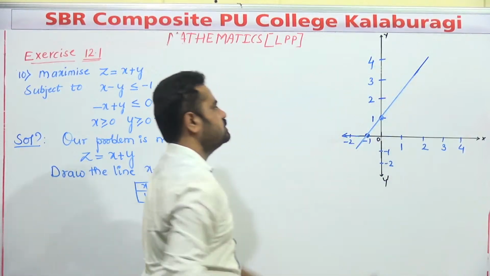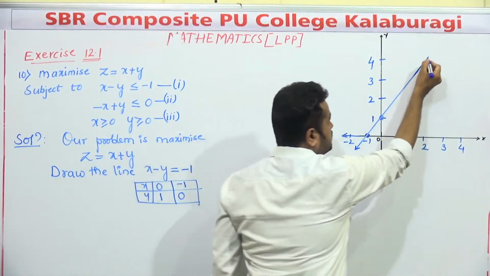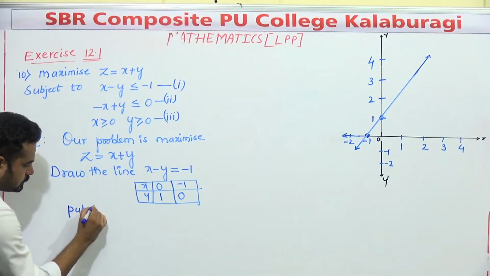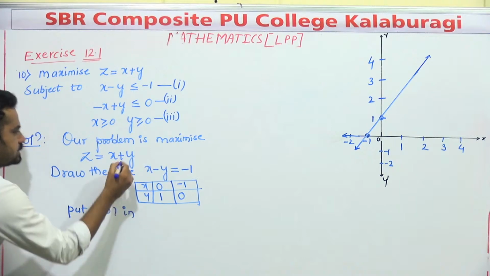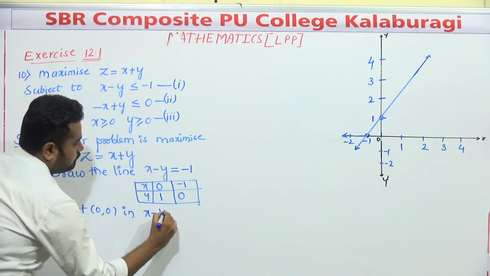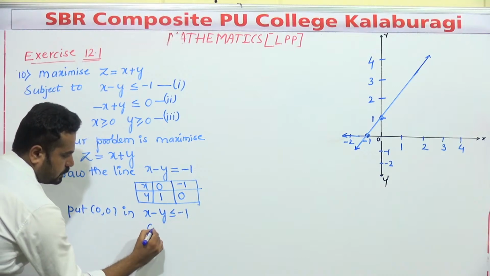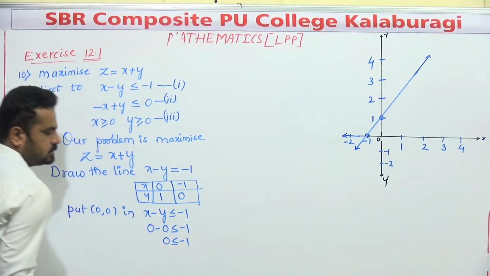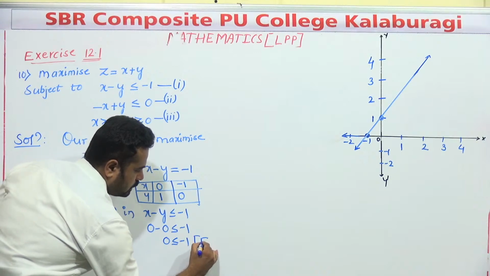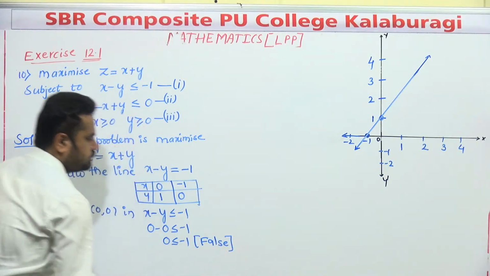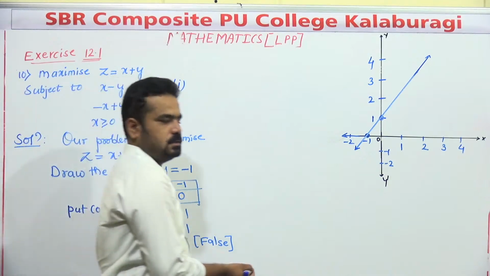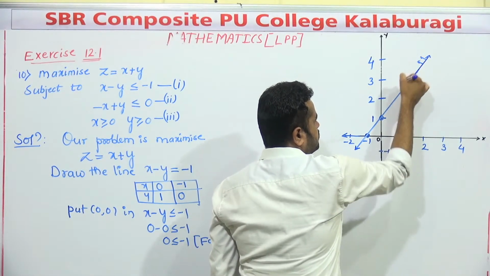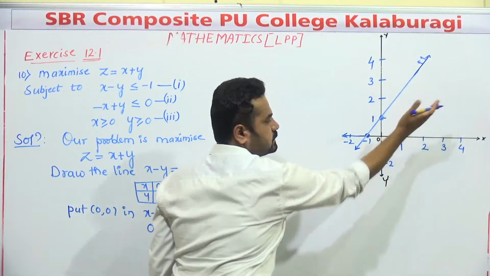Again, this line is not passing through the origin. Therefore, put 0, 0 in its corresponding inequality, x minus y less than or equal to minus 1. Substitute: 0 minus 0 less than or equal to minus 1. That is, 0 is less than or equal to minus 1. Is this true or false? This is false because 0 is greater than minus 1. Therefore, its solution region is away from the origin. We get the solution region on this side, not on this side. Correct?